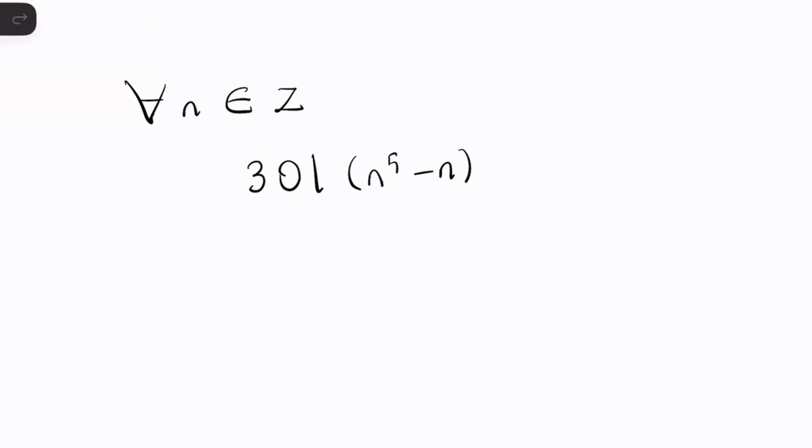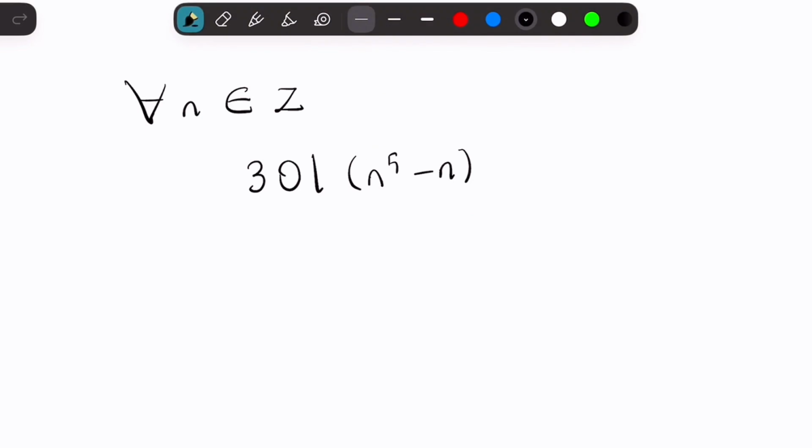For every n an element of the integers, n to the fifth minus n is divisible by 30, and we are asked to prove it. Let me think a little about what I can do. The first number that comes to mind is 30. Let's think about the factors. I can write the number 30 as 2 times 3 times 5.